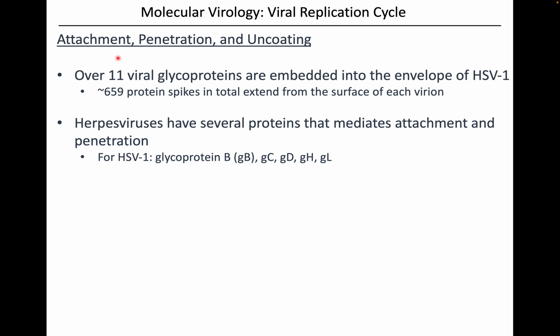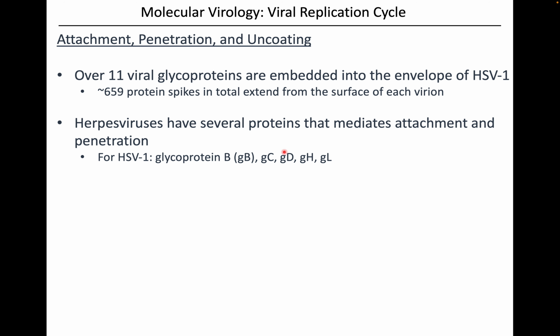So we'll start with attachment, penetration, uncoating. I mentioned there were a lot of glycoproteins on the surface, and you hopefully got that idea from the cartoon that I showed you. But this always cracks me up. They estimate there are approximately 659 protein spikes. It's a very specific number, but many hundreds of glycoprotein spikes on the surface of the virion.